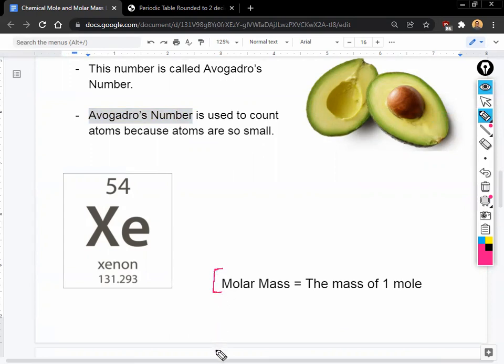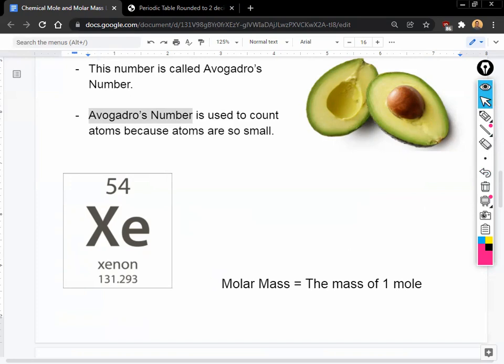It's gonna be molar mass. So today we're gonna be learning how to calculate something called molar mass. And the molar mass is basically the mass of 1 mole. So if I have 1 mole of something, how much it weighs is called the molar mass.